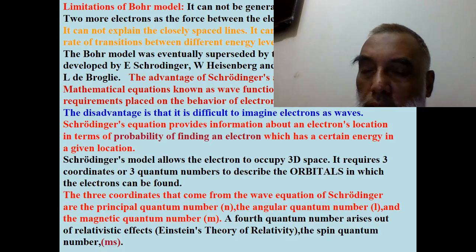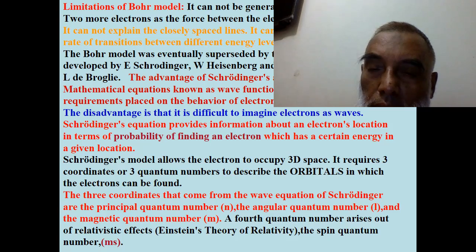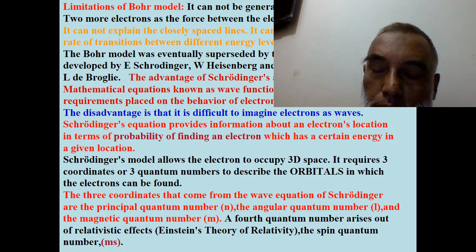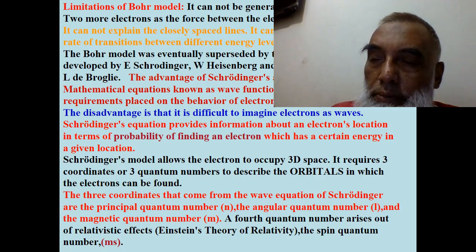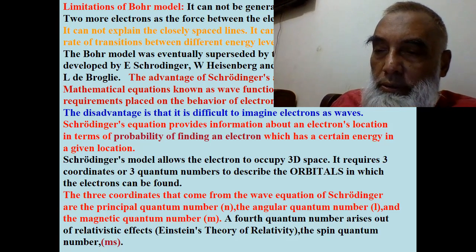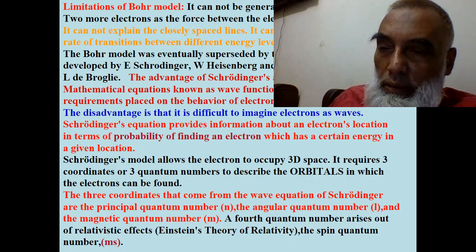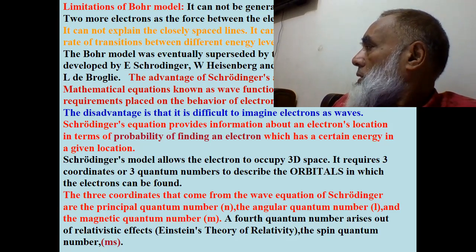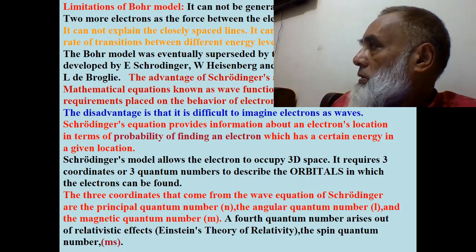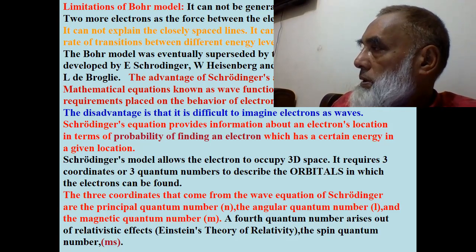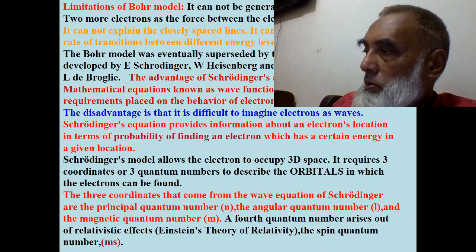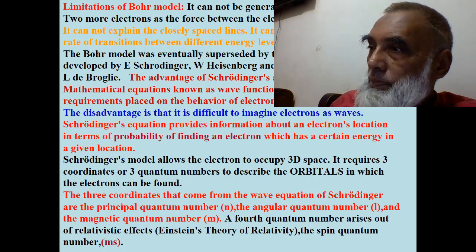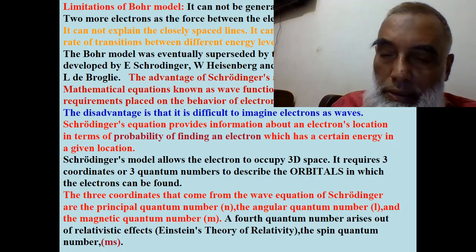Rather, it has a three-dimensional configuration, and through quantum mechanics, they mathematically gave the shape of the different orbitals where electrons reside. The shape of the orbital is determined by another quantum number, the azimuthal quantum number, whereas the principal quantum number determines its energy state.